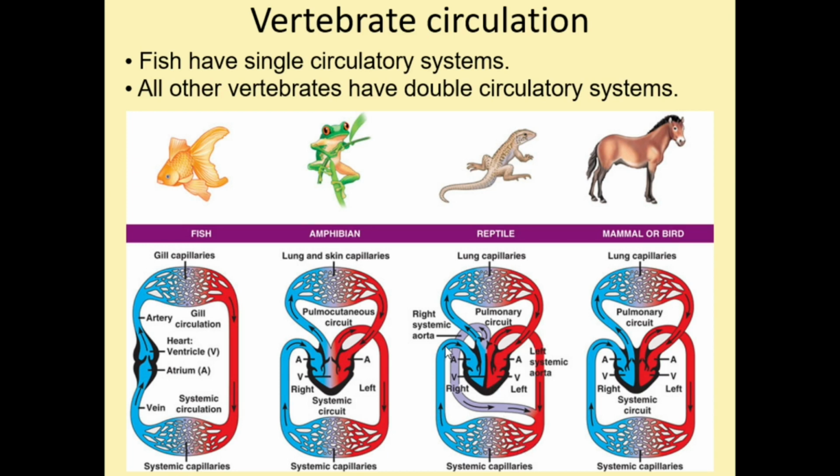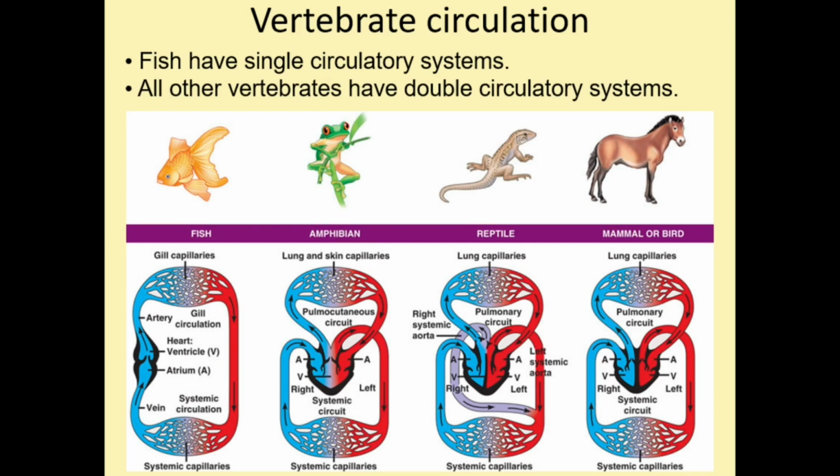You've got the deoxygenated blood returns to the right atrium, moves to the right ventricle, gets pumped around the lungs, gets reoxygenated back to the left atrium, moves to the left ventricle, and then gets pumped around the systemic circuit. The obvious difference here within reptiles is that they have this right systemic aorta. And this is a really interesting component of reptilian circulatory systems that we don't see in other animals.